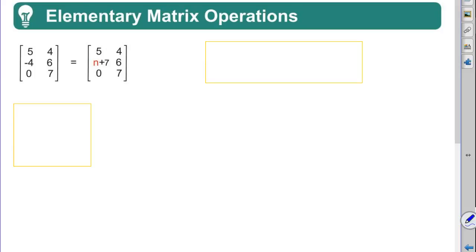All right, and this is the quick review, elementary matrix operations. First off, we have equal matrices. So they're equal. Every element has to be the same.